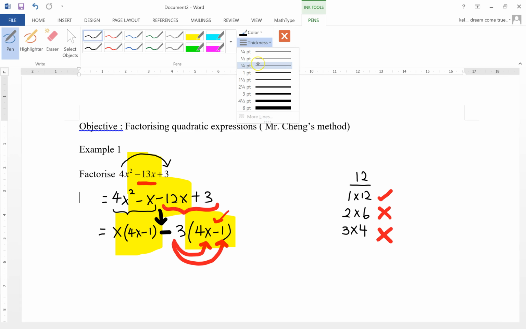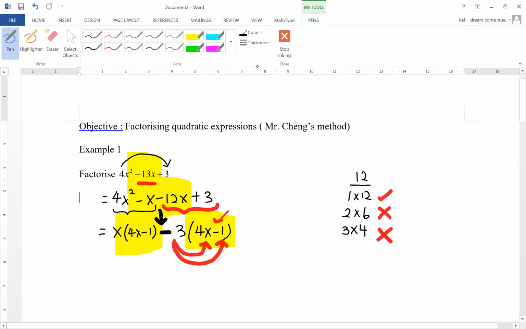After this step, we identify that 4x minus 1 is the same. So we will factorize out 4x minus 1, and I am left with x minus 3. And we have finished factorizing 4x squared minus 13x plus 3.